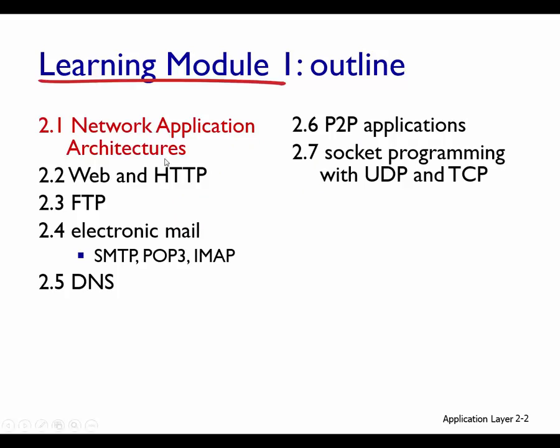So what types of things do we want to cover in this learning module? We're going to talk about some of the application architecture, the differences between client-server and peer-to-peer. Then we're going to talk about some specific applications, like HTTP and file transfer protocol. We're going to look at the different email protocols, domain name server, and how peer-to-peer applications work. Not on here, but we're also going to talk about network time protocol, and we're going to look at some of the basics of socket programming.